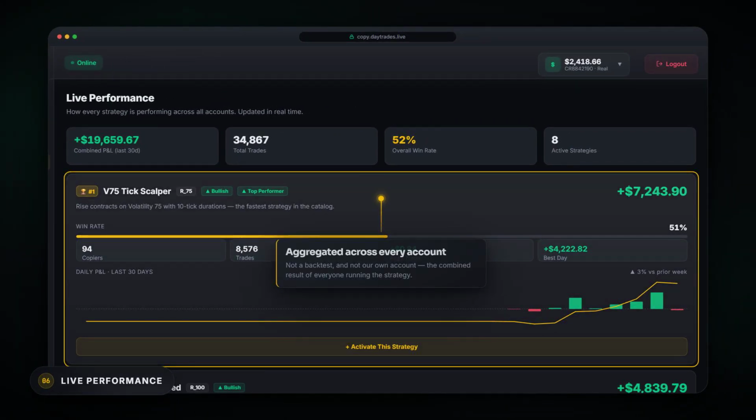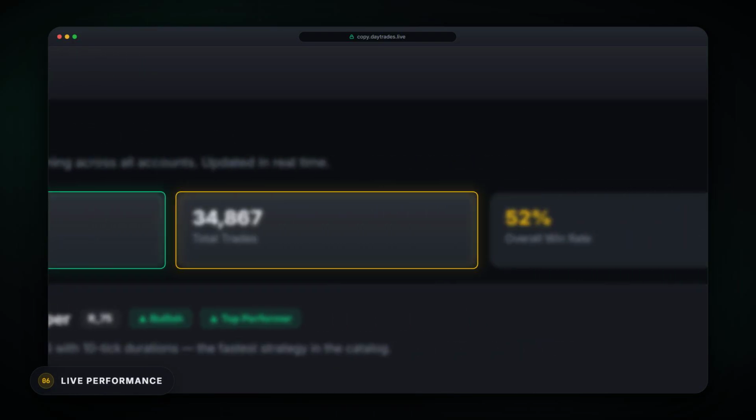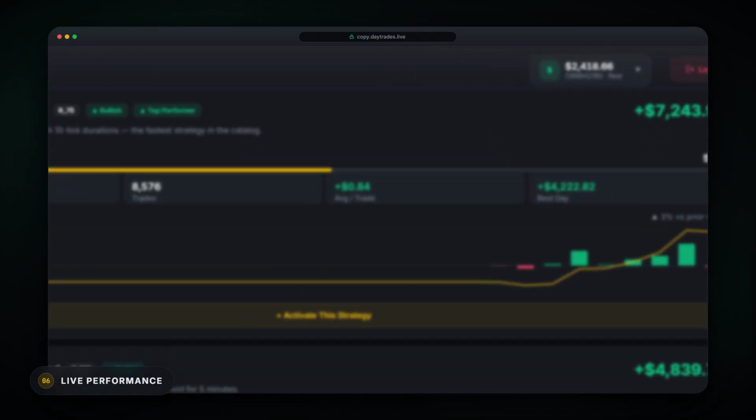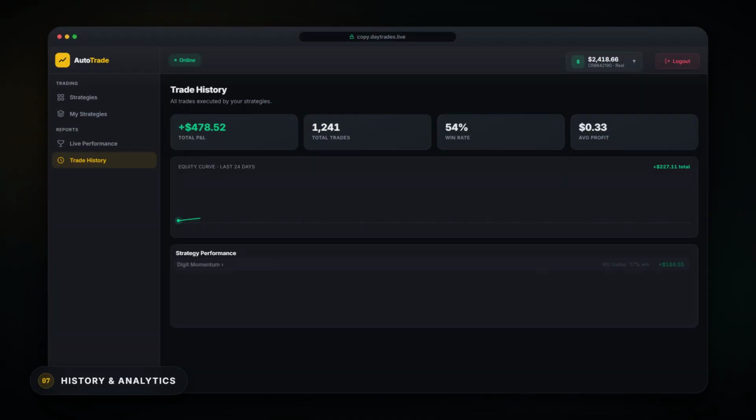Live performance shows you the truth. Every strategy across every account on the platform, updated in real time. Combined profit and loss, total trades, overall win rate, then a 30-day chart for each one so you can judge form, not just totals.